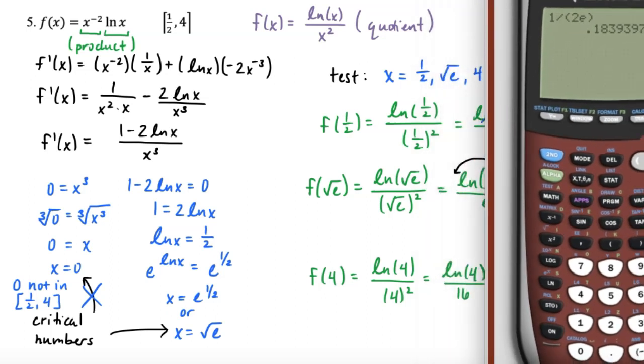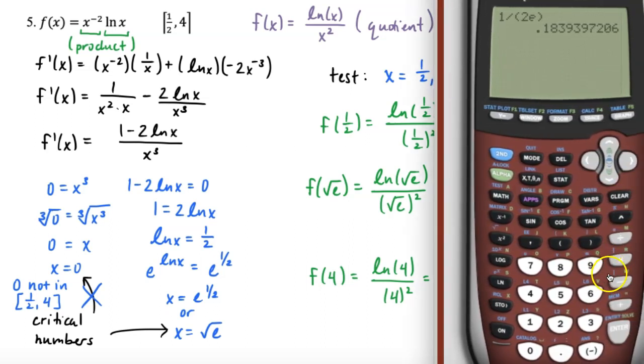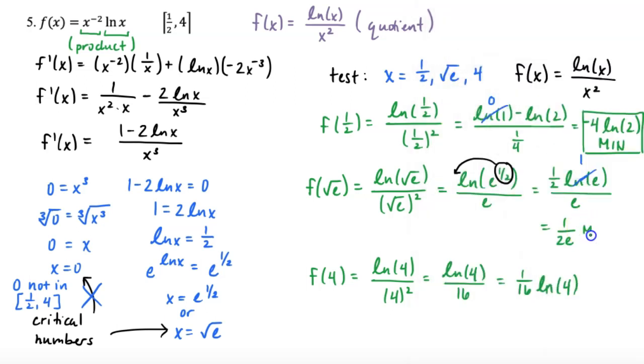Okay, 0.1839, all right. And now 1/16 times the natural log of 4, or the natural log of 4 divided by 16. I get a number that's smaller. And so my max is going to be 1 divided by 2e. All right, so this was our process of solving these same problems of absolute maximum and minimum involving situations where we have e's and natural logs.